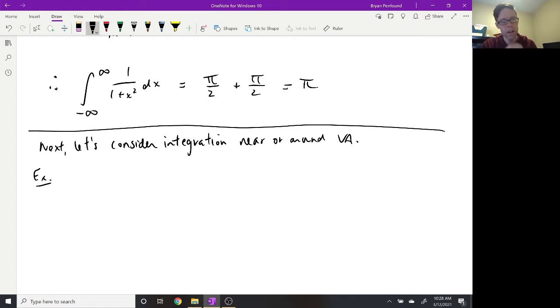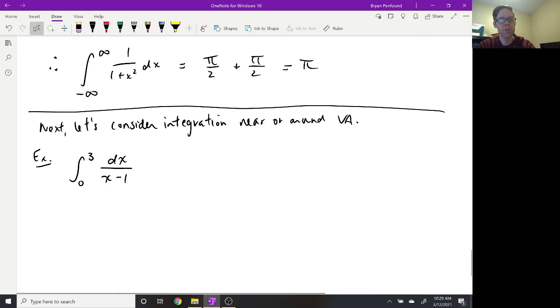So let's just jump right into the examples. The first one I want to look at is the integral from 0 to 3 of the following: dx over x minus 1, or this is 1 over x minus 1 with that differential dx attached. And the first thing I want you to notice here is if you didn't know that there was a vertical asymptote here, so in green, we're going to do the wrong thing.